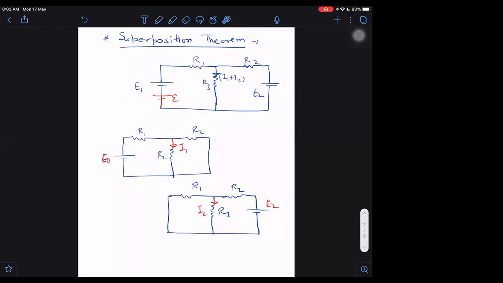Okay. So let us say it is creating here a current of 2 amperes when only E is connected. Then I know already there was 7. It is creating 2. 7 plus 2 will become 9. Okay. That is what it means.